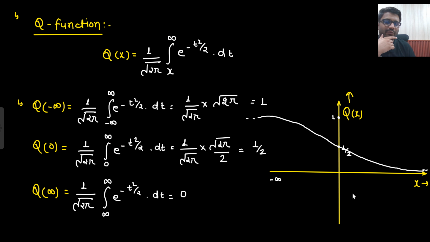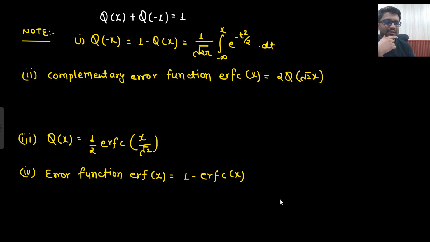Here it was going from x to infinity, now it is going from minus infinity to x. All good? So this is the definition of Q(minus x). In the similar manner, there are functions defined: the error function and the complementary error function. So what is the relation between the error function and the complementary error function? Let me write it down again. Basically, how will you remember? Error function plus complementary error function.